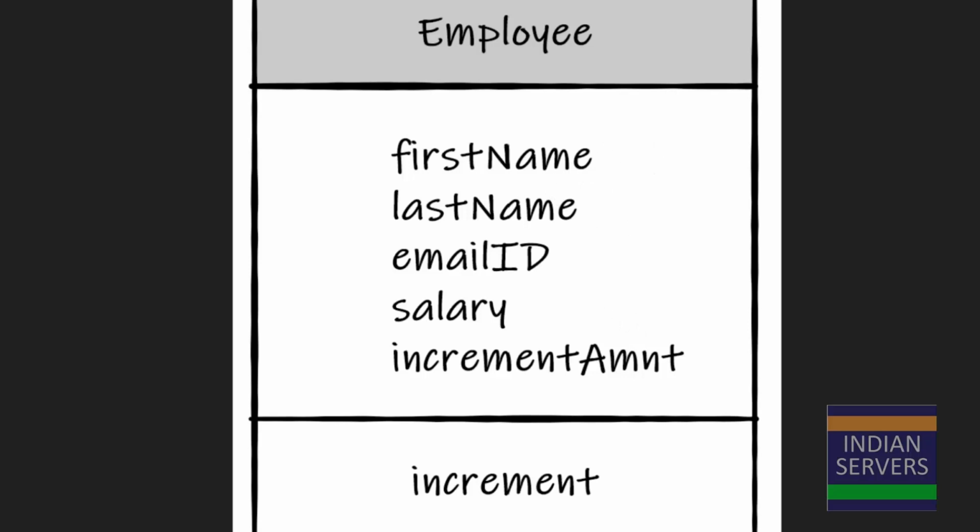We know the first name and last name of the employee, and the email ID is something we're going to derive using the first name and last name, and I'll show you how. Every employee is going to have some salary, which is stored in the salary property. And, obviously, every employee gets some increment annually. So we store the percentage by which the salary is incremented in the variable increment amount, and the increment method adds that increment amount to the employee's salary.